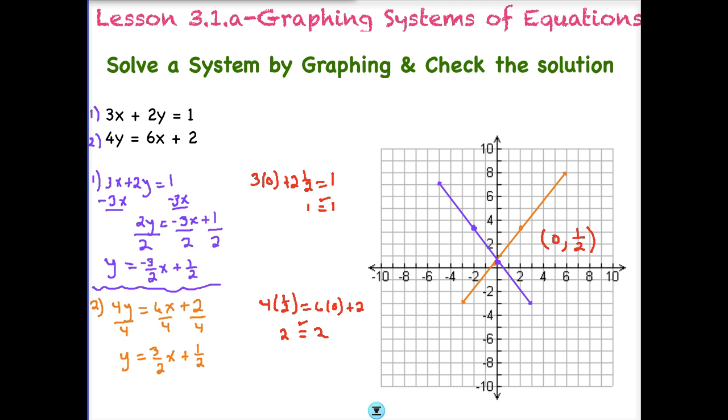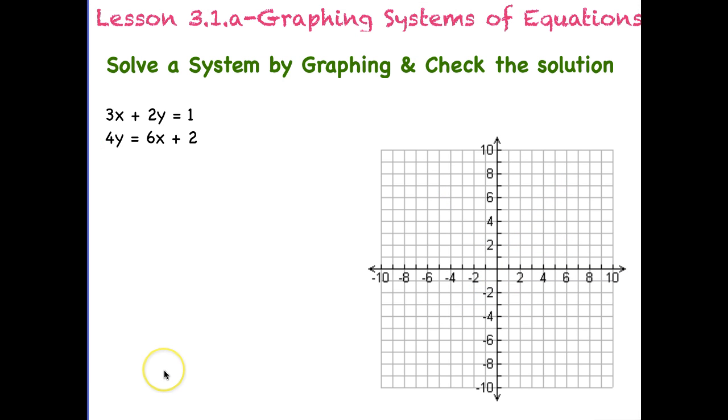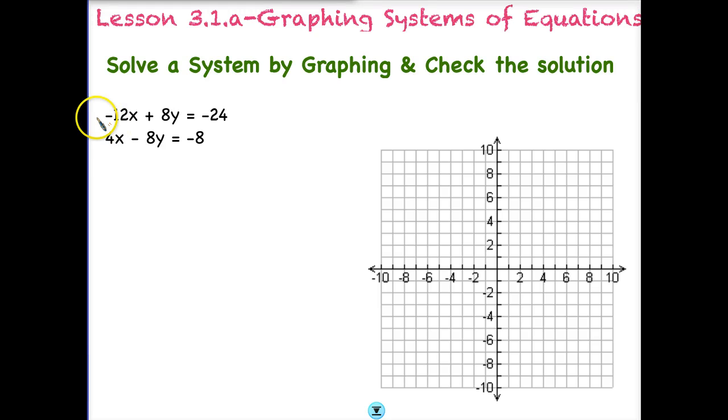Okay, moving on. Let's try one more. So in this one, we have, again, both equations that we will have to go into and rewrite in the y equals mx plus b form. And when we're done with this, I'm going to show you what your practice will look like.